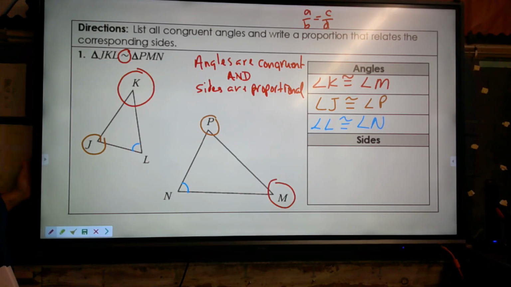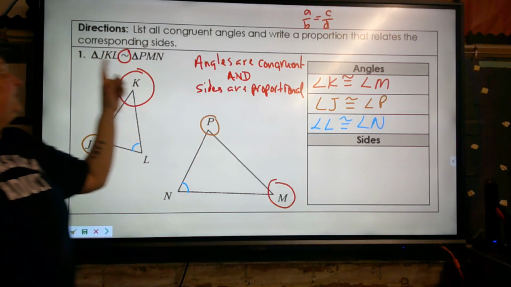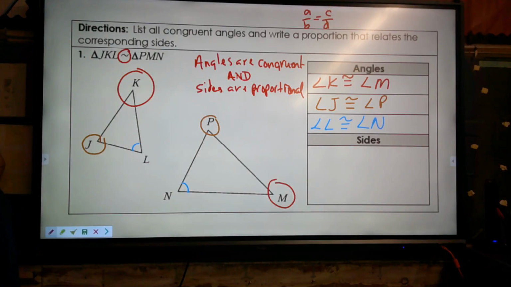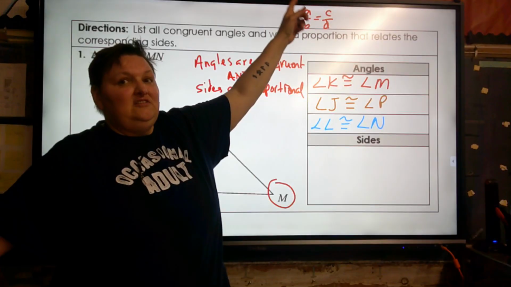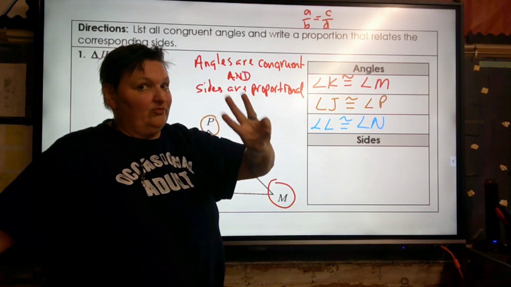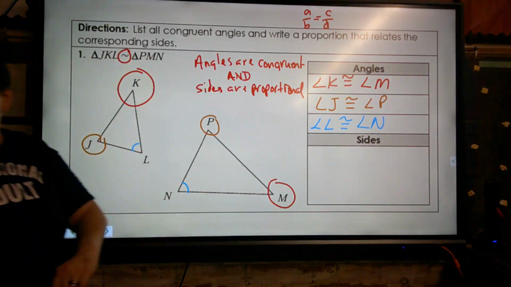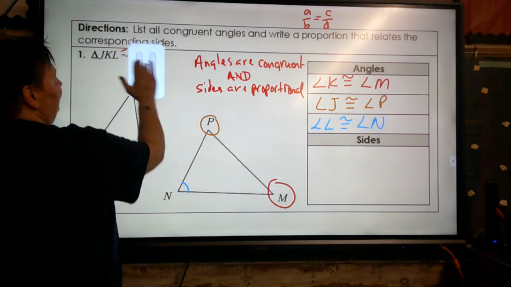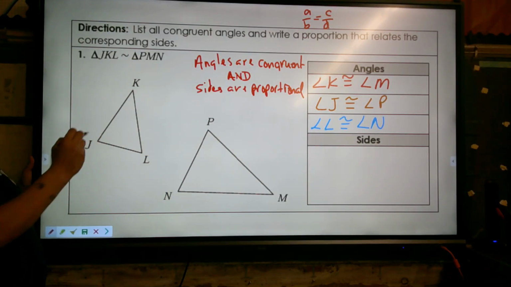And then it says sides, because remember, the original directions asked you to write a proportion that relates corresponding sides. It's asking for a proportion, which means we're going to create a fraction equal to a fraction equal to a fraction, because there are 3 angles. It's an extended ratio. So, what can we learn by looking at our sides? We know they're proportional, so let's number them.